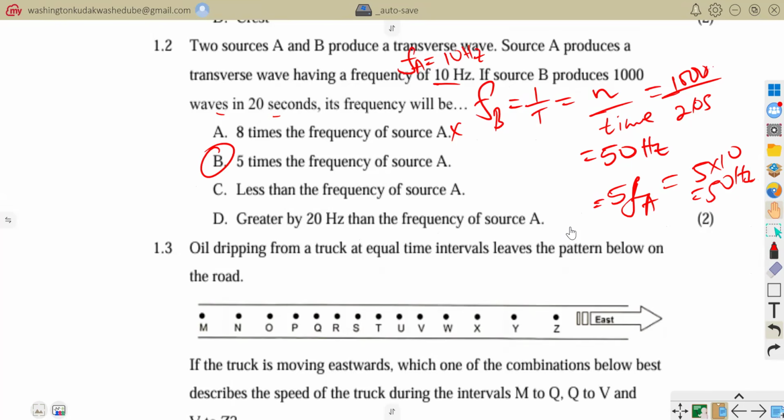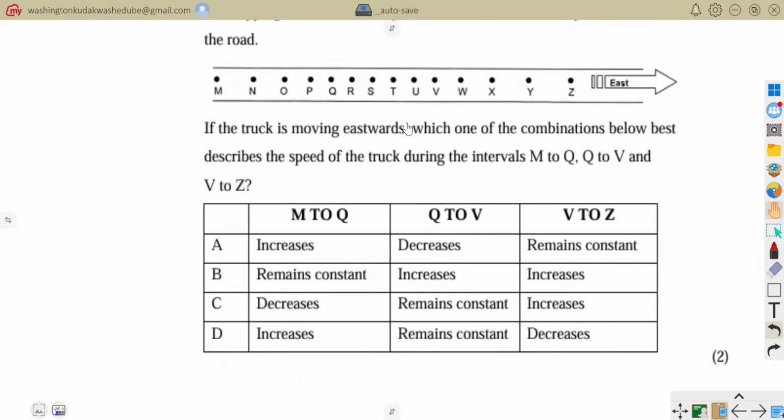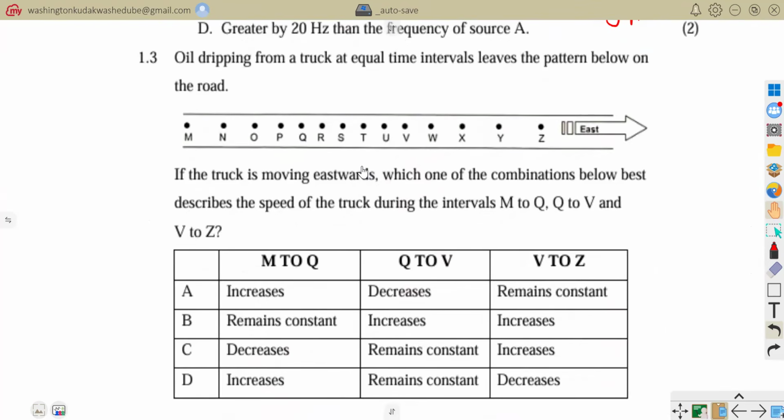Let's go to question number 1.3. Question 1.3 is saying oil is dripping from a truck at equal time intervals, leaving a pattern that is drawn below. If the truck is moving eastward, which one of the combinations below best describes the speed of the truck during the intervals M to Q, Q to V, and V to Z?